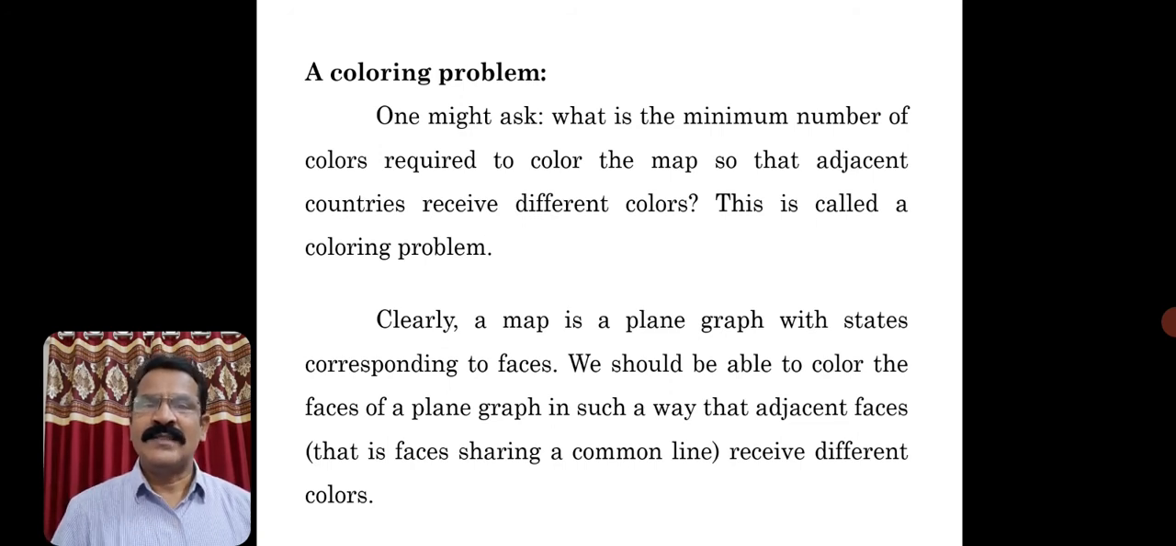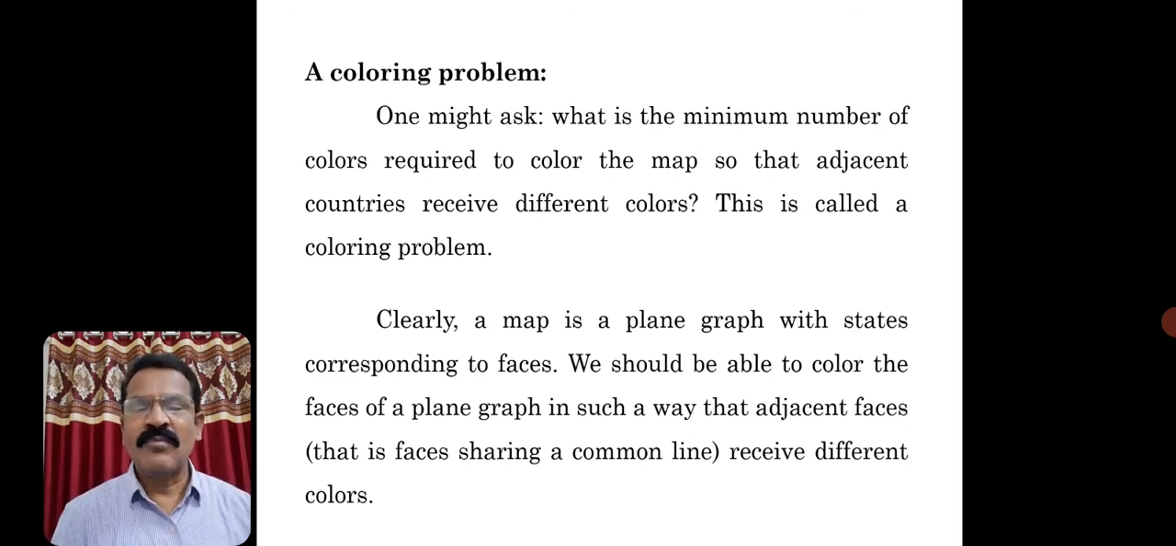Simply, without thinking, if you use different colors for different countries, for example the African continent, if you use 53 different colors, of course you can color, but that is not the task. The task is that we want to minimize the number of colors, so that within the minimum number of colors we can color the map of such a continent or even the world map.